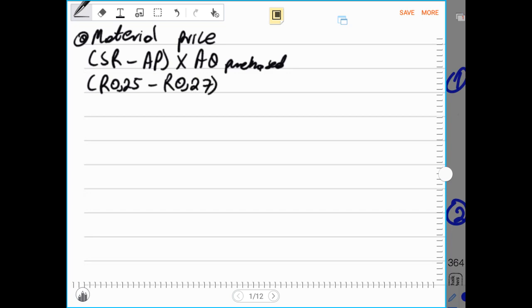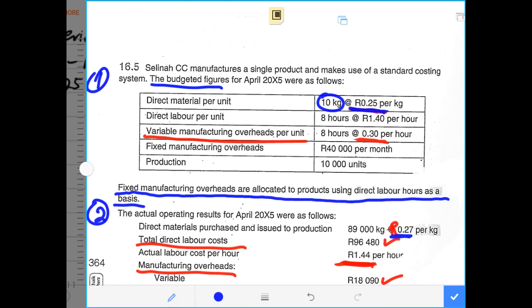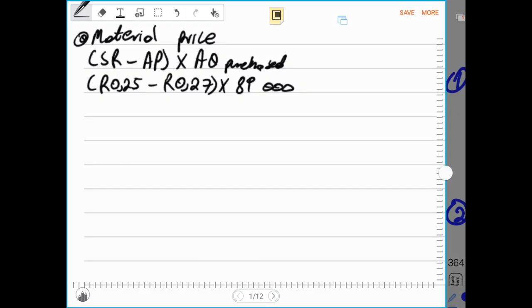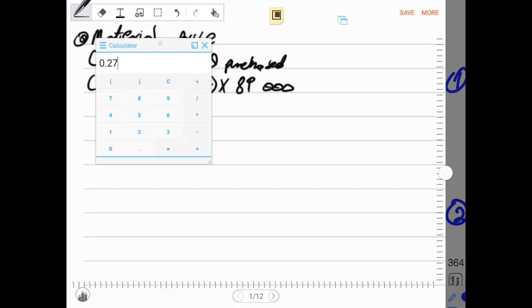Then we say subtracting 0.27, and we multiply this by 89,000 kgs. The 89,000 kgs was the actual quantity bought, which was under the actual information, where they said direct material purchased and issued to production. That means we purchased 89,000 kgs. As I mentioned to you, all that was purchased was all issued or utilized in production. Therefore, that will give us the variance.